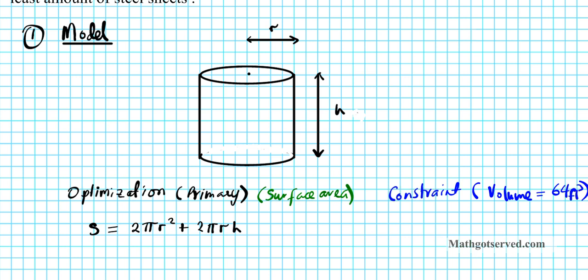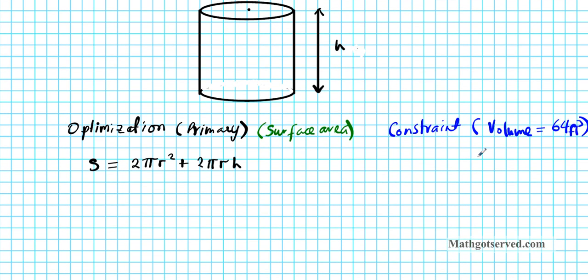All right, now let's write down the equation. What's the equation of the volume of a cylinder? We know what that is, right? The volume of a cylinder is given by the area of the base, which is pi r squared, times the perpendicular height, which is h. This has to be equal to 64. So we have pi r squared h equals 64.